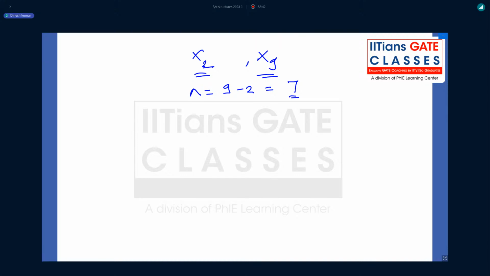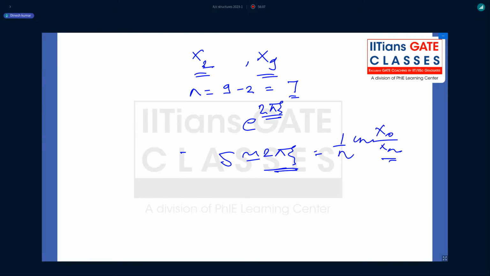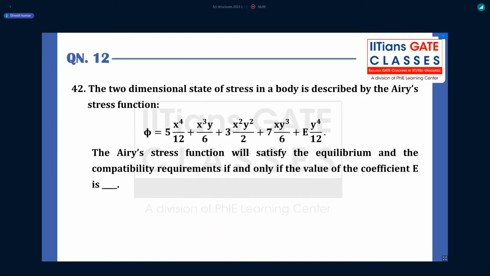Another mistake people make: when the ratio of amplitudes is asked, it is e power delta, not e power 2 pi zeta. Because we know delta is almost equal to 2 pi zeta, which is again nothing but 1 by n ln of x naught by xn. Okay, so guys, be careful in that.